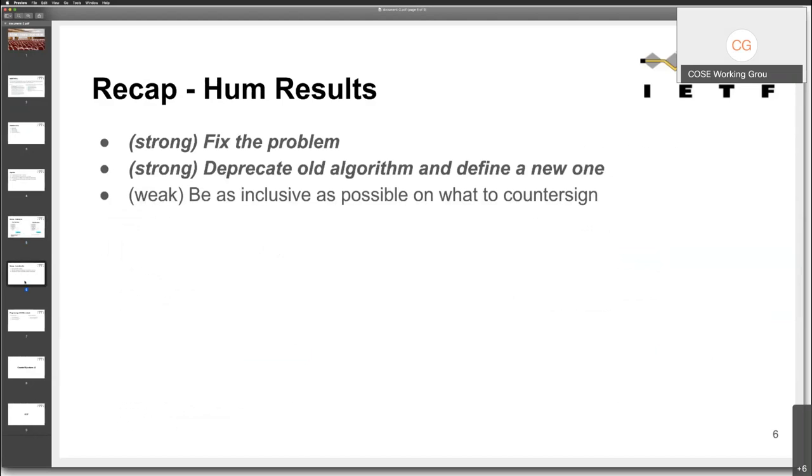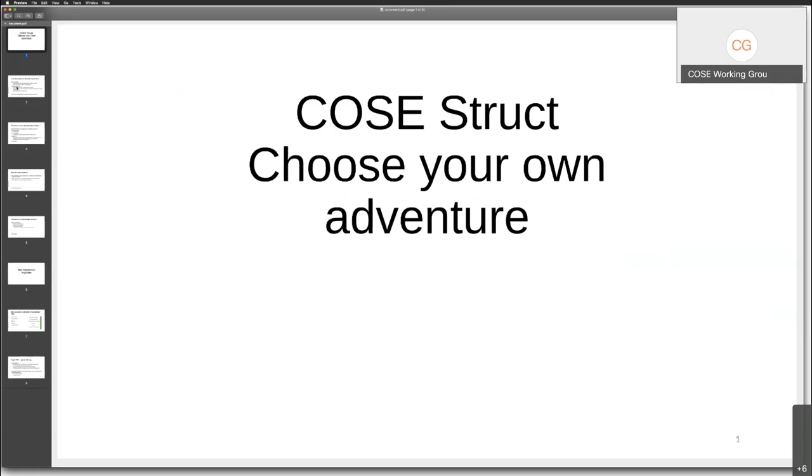But also to recap from our last meeting, we had at least mentioned this, put this on the list, that we definitely want to fix the problem. There was a strong consensus to deprecate the old one and define a new algorithm and to be as inclusive as possible, which was, at least from the sign, there was better support for that, but it was still kind of weak virtually. Before I move on, are there any questions on this so far? Okay, so we will now switch to Jim. Let me know when we want to change.